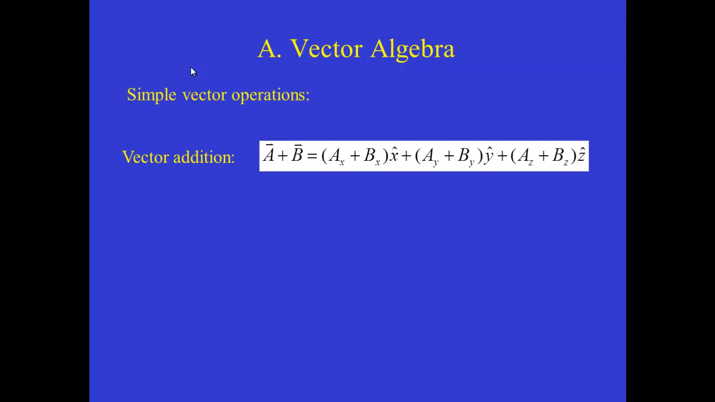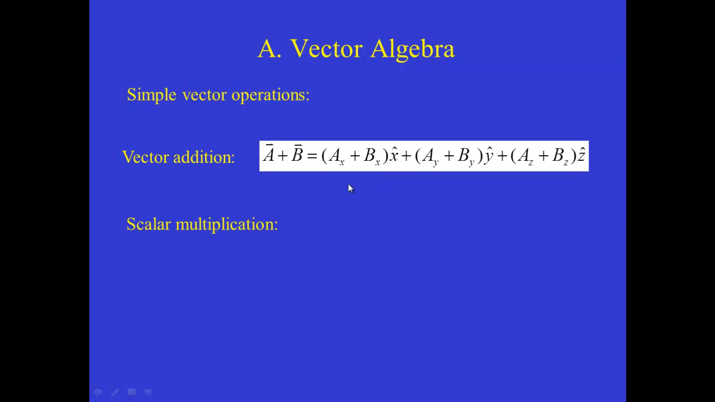Vector addition is very simple. We use the component method of vector addition. Each vector A and B here is represented by 3 components in the x, y, and z directions for the Cartesian coordinate system, and when we add the vectors, we simply add their components. Note the use of x hat, y hat, and z hat to represent the 3 mutually perpendicular unit vectors.